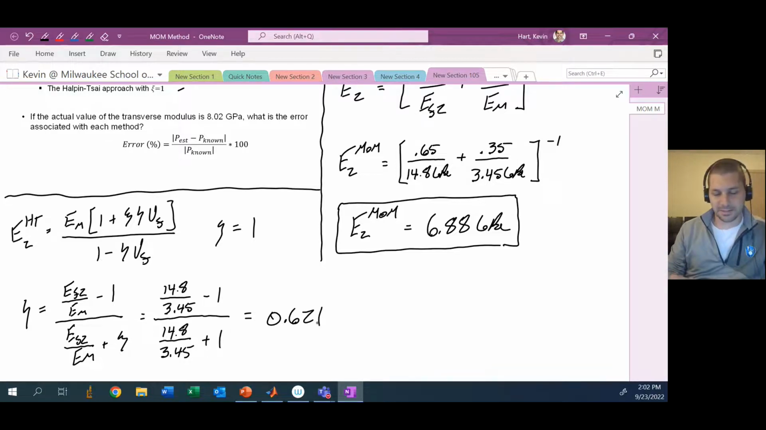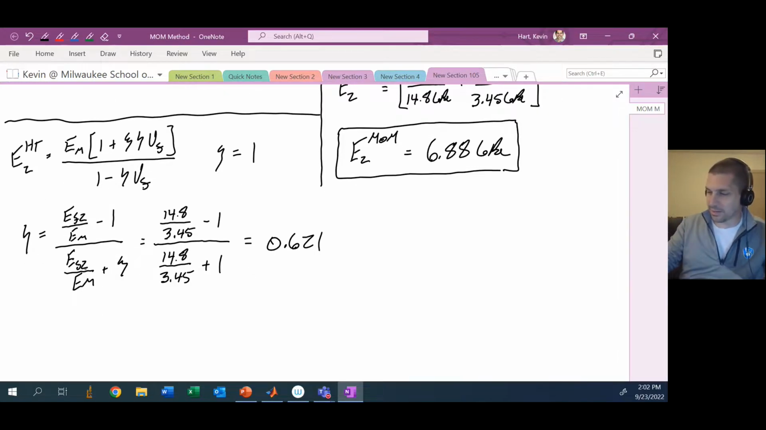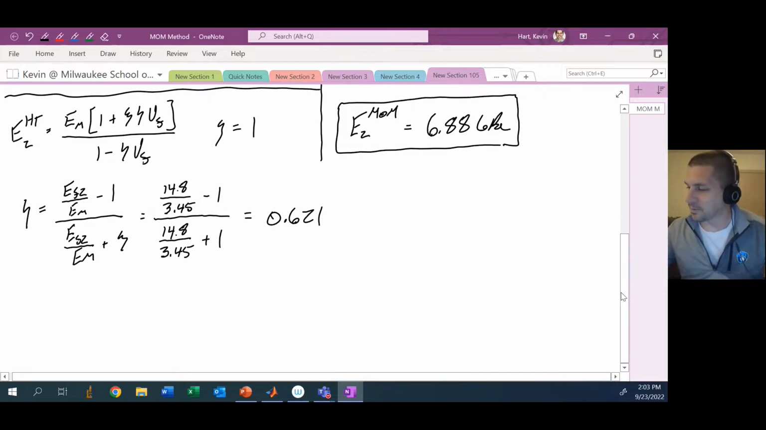Now, one thing I didn't mention in class that I feel like I probably should mention here is that the value of eta should always range between 0 and 1. Never will you have an eta outside of that range. So if you have an eta that falls outside of the range of 0 to 1, you messed up. So if this value looks like 1 point something, better go check your work.